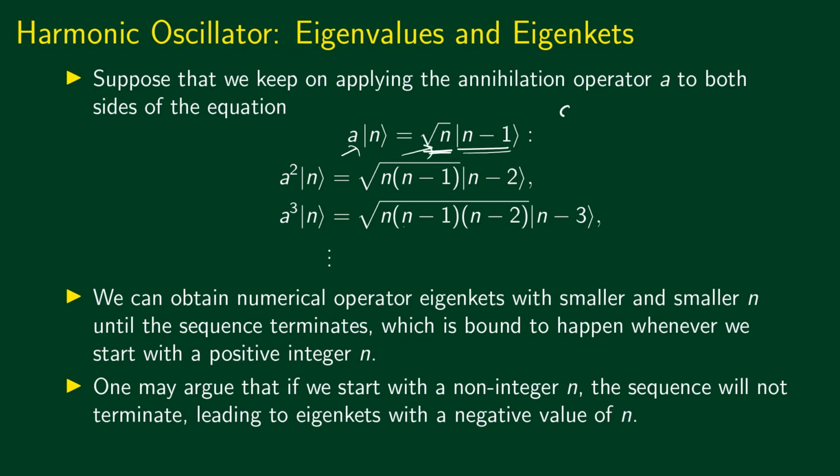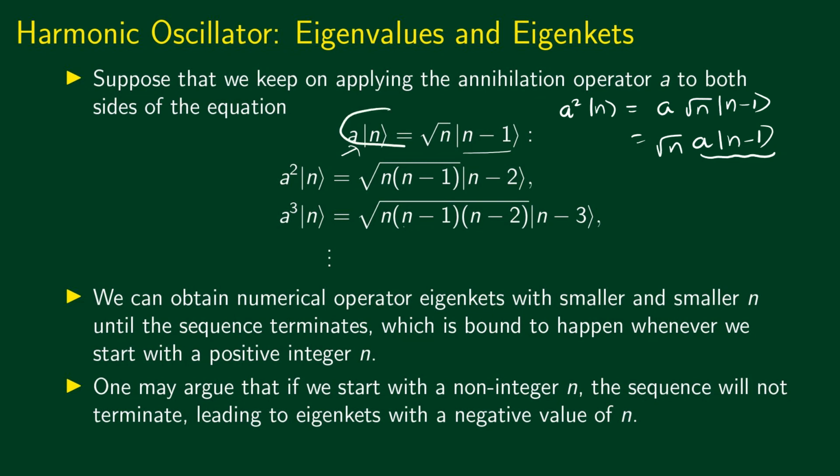So the left side becomes a square acting on ket n, and the right hand side becomes a acting on square root of n multiplying ket n minus 1. Now here square root of n is a number, so it commutes with the operator, and we can write this as square root of n multiplying a acting on ket n minus 1. Now what is a acting on ket n minus 1?